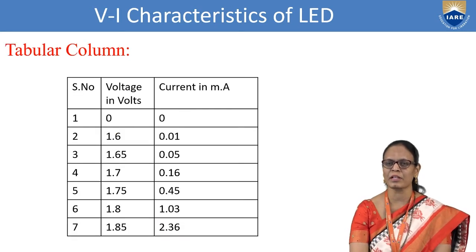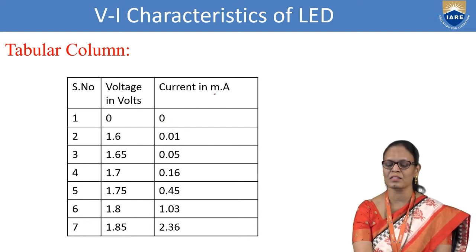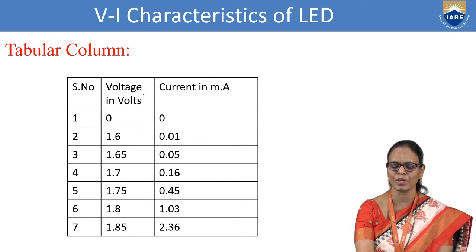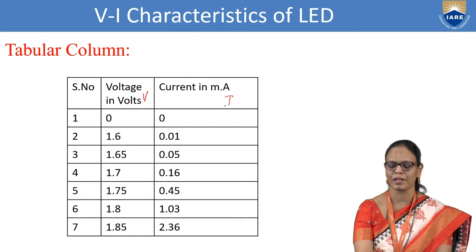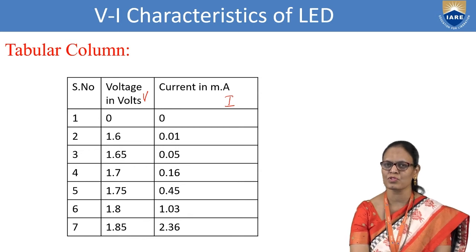Now let us see the tabular column. We are increasing the voltage 0, 1, 1.6, 1.65, 1.7 and so on in steps of 0.05. Now let us see the current. Current here is in ampere. We will denote it as V. This is V and this is I. So you will also note down the values of current and plot the graph as I have shown.